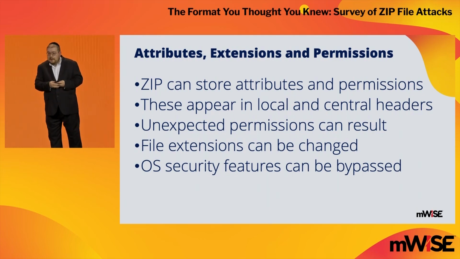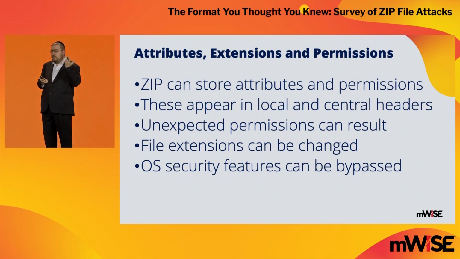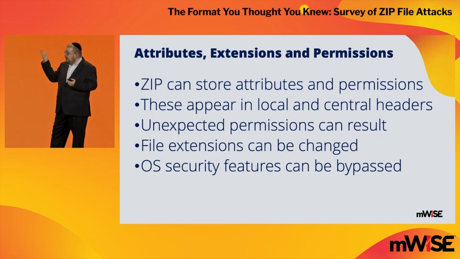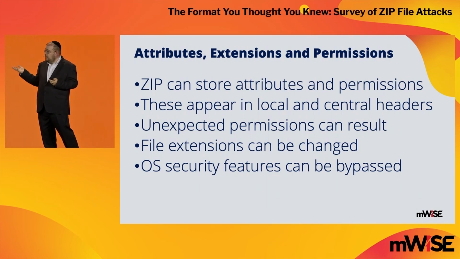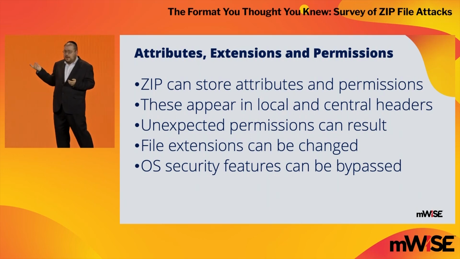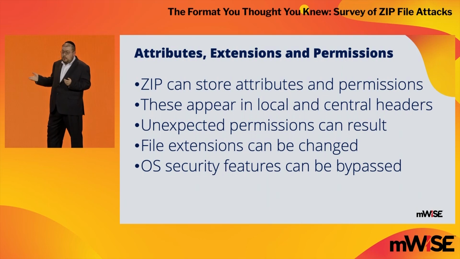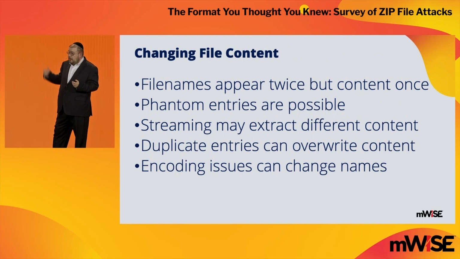The other thing is what else you can do. Again, you're trying to manipulate the file system. You can manipulate the file location. That was the one we just discussed. Here, you're not manipulating the file location. You want to manipulate the properties of the file. Like I said earlier, zip can store attributes and permissions. They can be in both local and central headers. You could set the permissions. You could elevate privileges. You could change the file extension if you put different names in different places, so a TXT file can become an EXE file. You could bypass OS security features like the mark of the web on Windows or Gatekeeper on macOS. I'm giving an example of that in a minute. You could change file content.